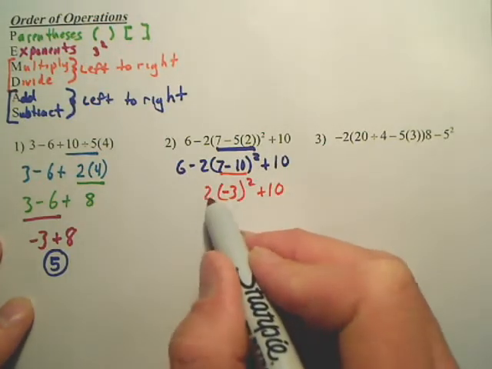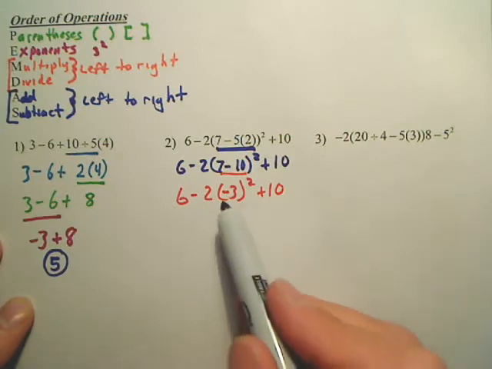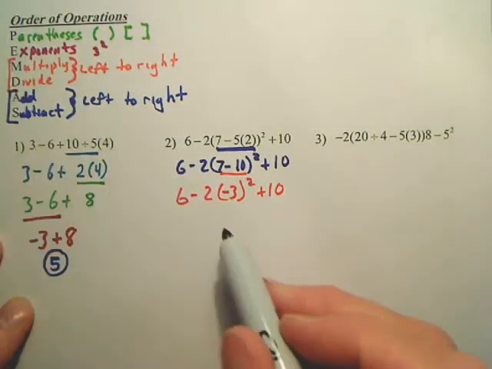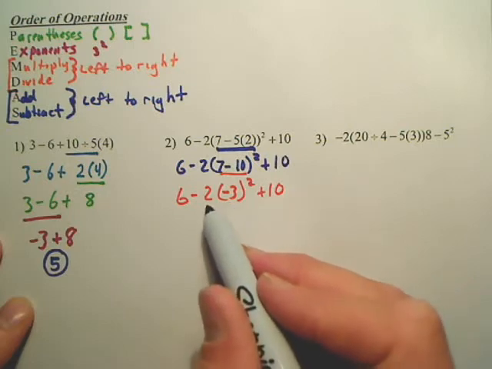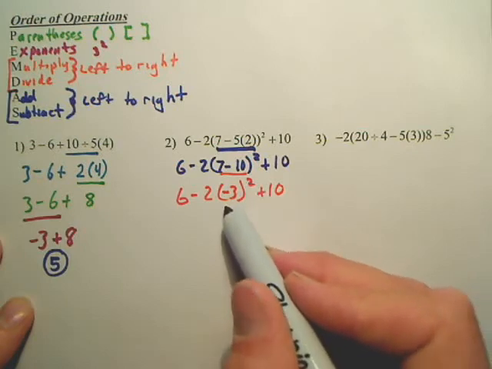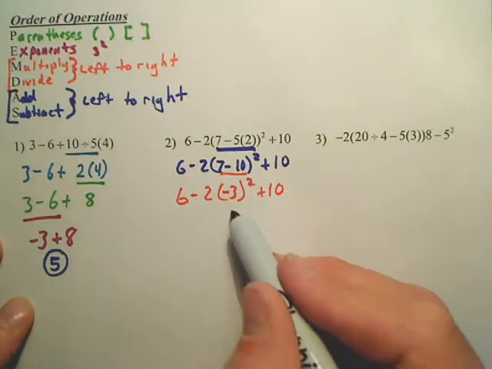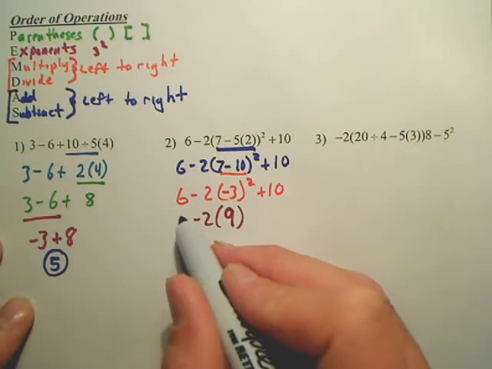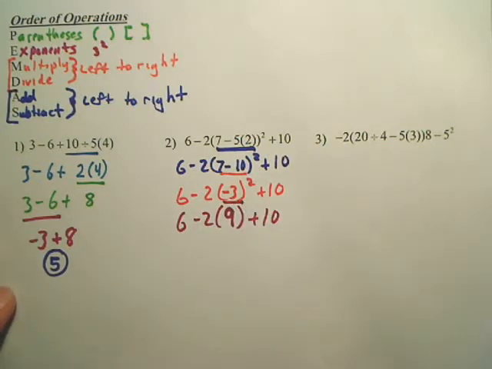Rewrite everything around it. Anything else inside of these parentheses? No. Next thing, exponents. Oh, there's an exponent right there. That exponent is only to the negative 3. Has nothing to do with that 2. Negative 3 squared means negative 3 times negative 3. Negative 3 times negative 3 is positive 9. Rewrite everything around it. Again, this right here became a positive 9.